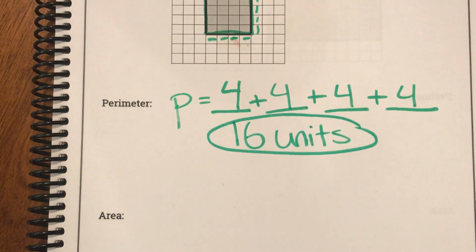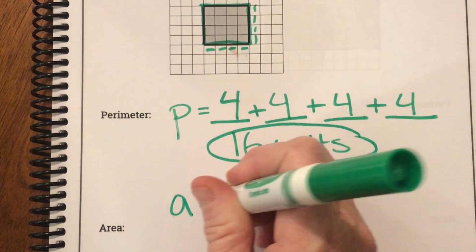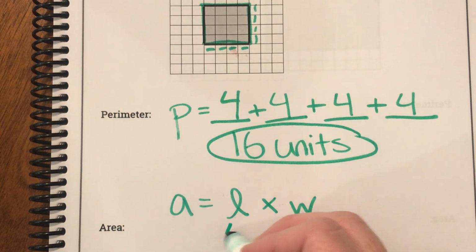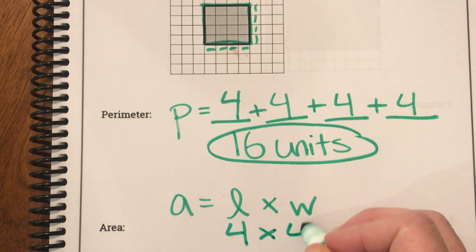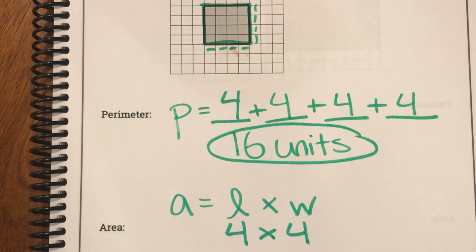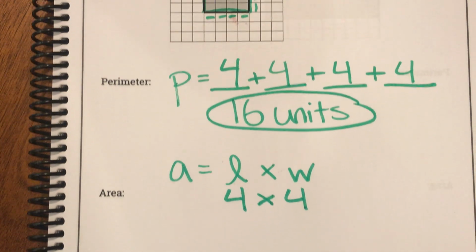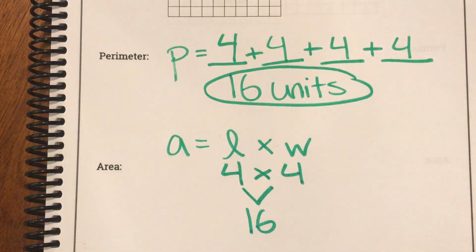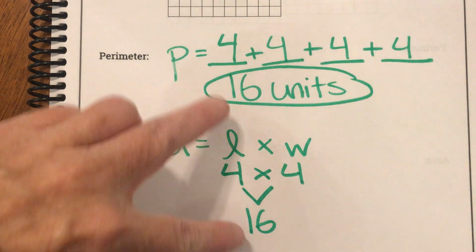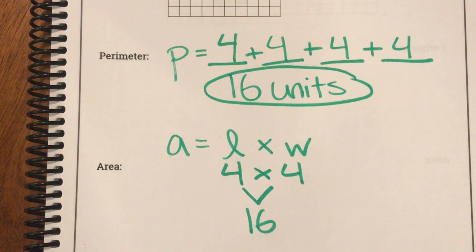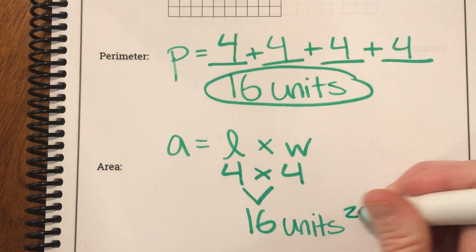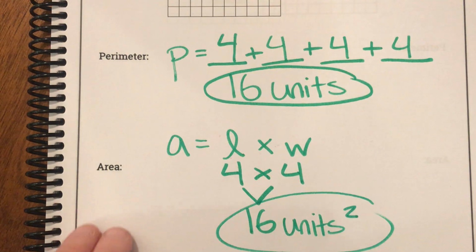Okay, for area, my formula is going to be length times width, and my length is 4 times 4. And let's see, 4 times 4 is 16. Wow, this time I got the same answer. That doesn't always happen. It actually rarely happens. So don't think that they're going to be the same very often. My measurement is units, and for area, it's always squared.